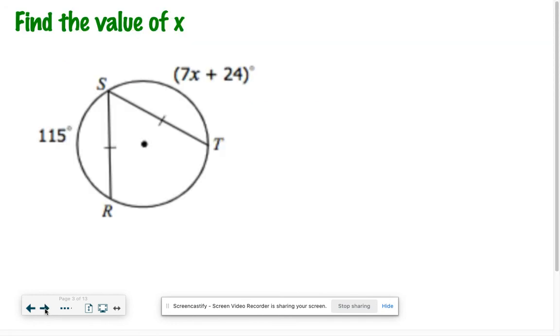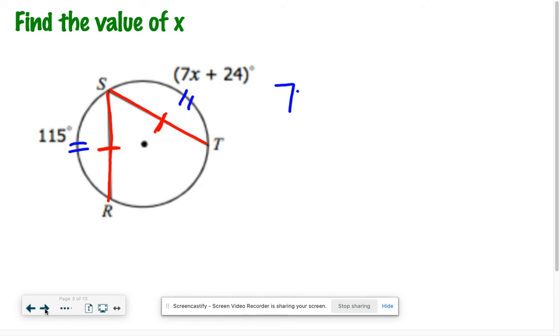All right, find the value of X. So let's just look at our picture here. I have chord SR and chord ST. And they're telling me they are congruent, right? That's what those tick marks mean. So since I know my chords are congruent, that means their corresponding arcs are congruent. So now I know that arc RS is congruent to arc ST.